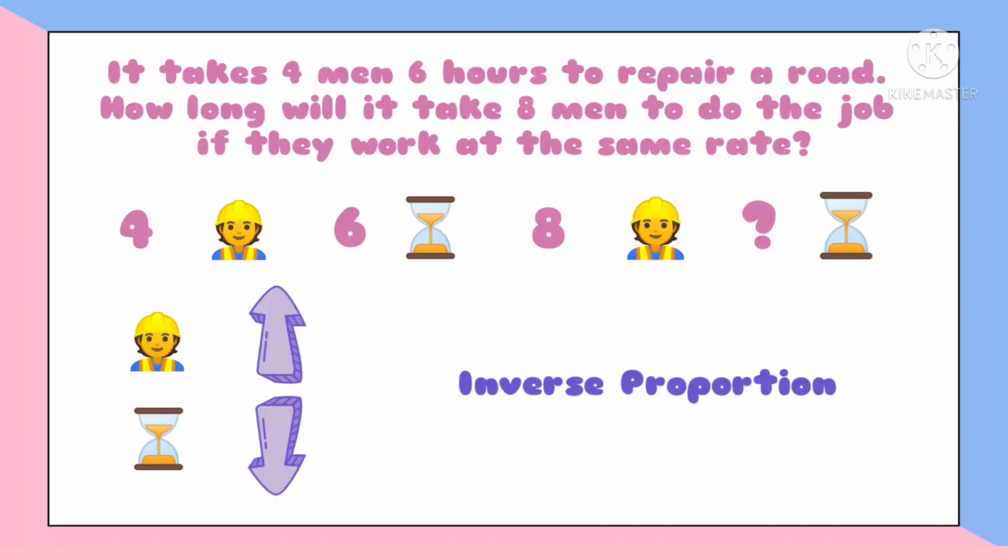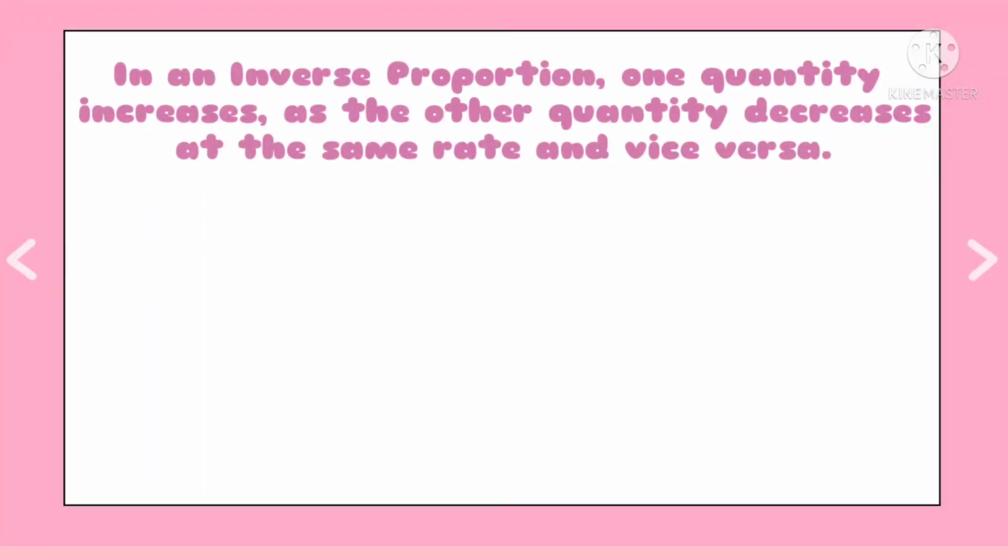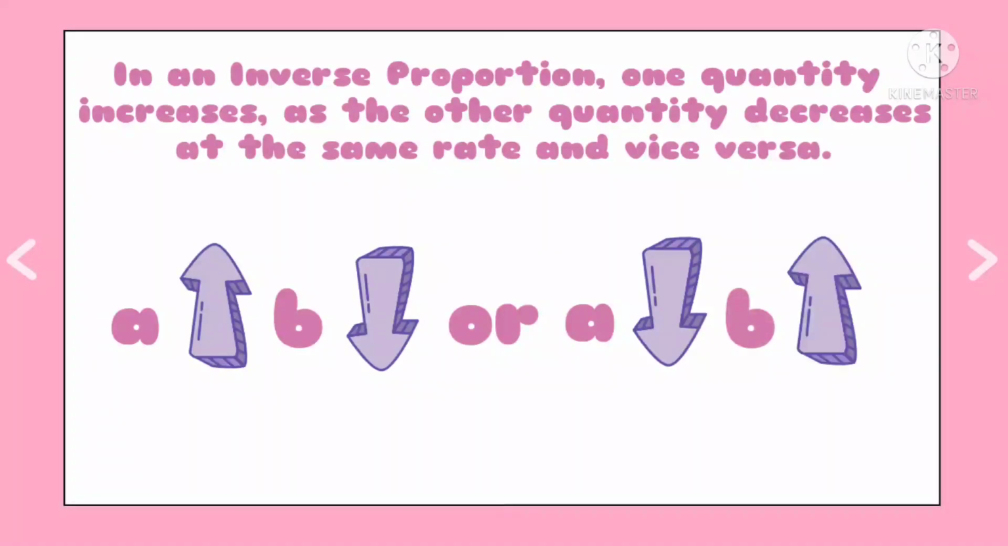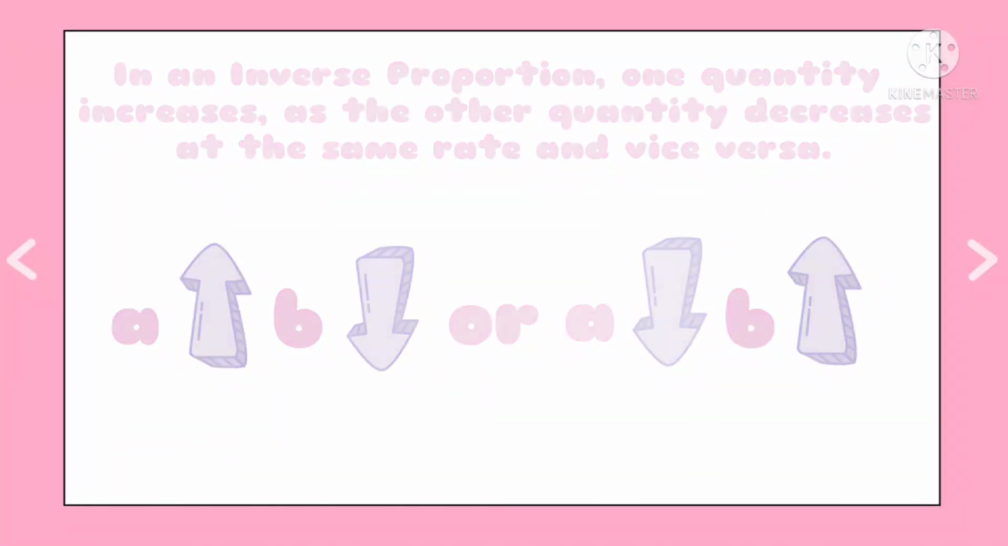But what is an inverse proportion? In an inverse proportion, one quantity increases as the other quantity decreases at the same rate and vice versa. Meaning, when quantity A increases, quantity B decreases, or when quantity A decreases, quantity B increases. Now, let's try to solve the problem.